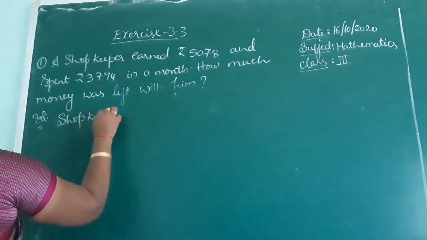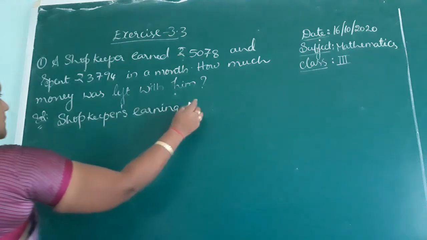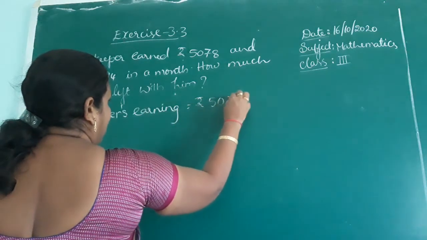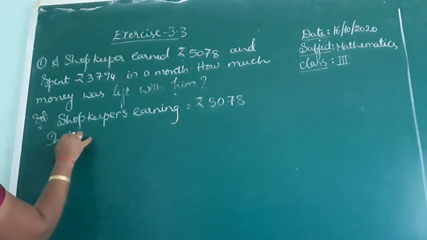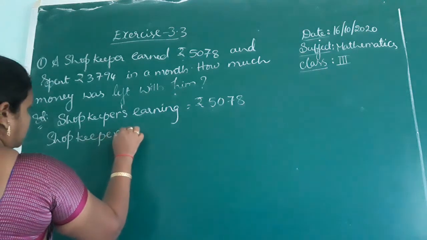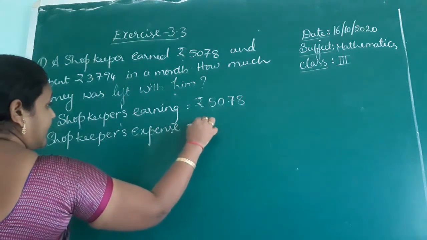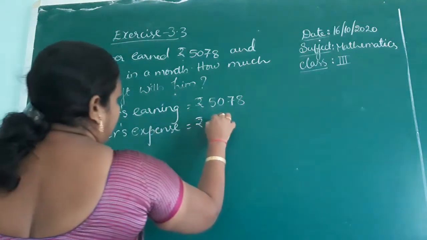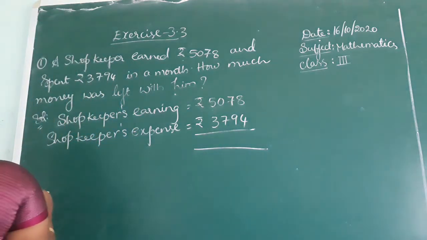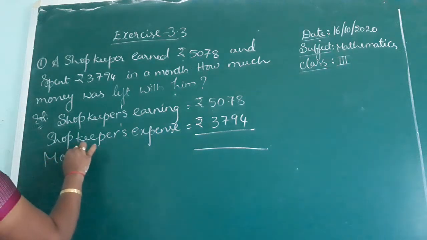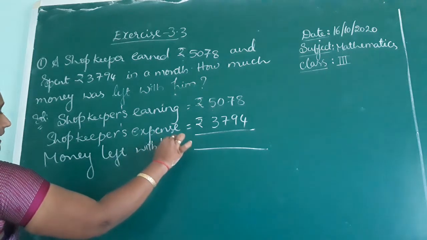Shopkeeper's earning. How much he earned? His earning is 5,078 rupees and his expense, that means how much he spent. Shopkeeper's expense. Expense means amount he spent. It's nothing but 3,794. And the question they asked, money left with him. How much money left with him? I will tell you now.